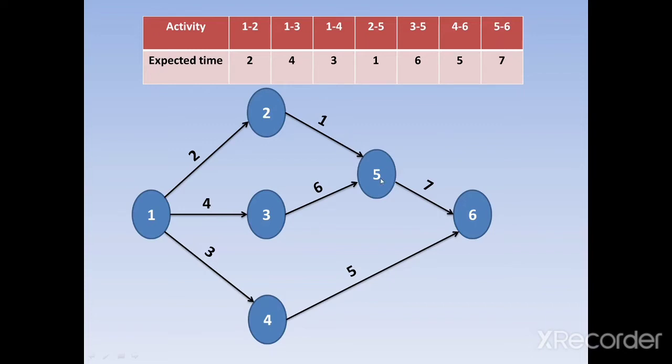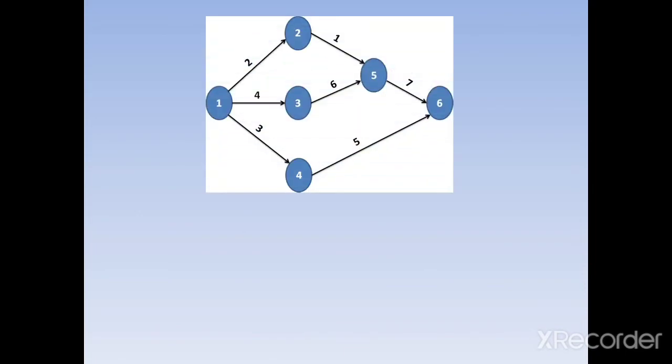After this, we need to find the critical path. We have already completed this in the last slide. Now, how to find the critical path? The critical path is the path which takes the longest time. Why is it called a critical path? Because on that path all the activities are critical. Critical means if any activity on that path gets delayed, the entire project gets delayed. That's why that path is known as the critical path.